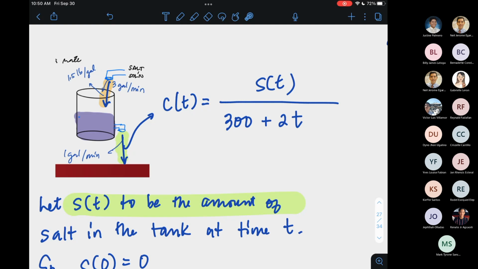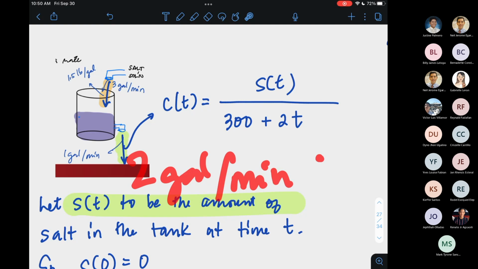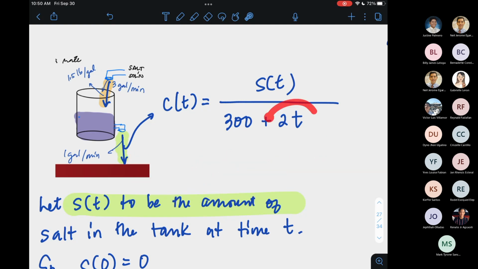Para malaman ko yung total volume na nadadagdag, i-multiply ko yung 2 gallons per minute by the time elapsed. So ibig sabihin, maka-cancel yung time doon, so matitira na lang ay 2t. So at a particular time t, ang amount of water in the tank is 300 plus 2t, right? Yung 300, yung original na laman, yung 2t, siya yung nadadagdag, siya yung net effect nung pagpa-pump into and pagpa-pump out of the tank.